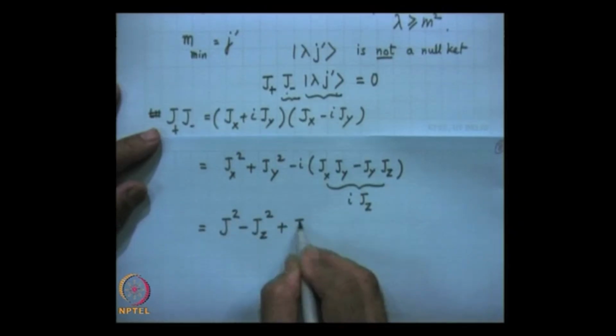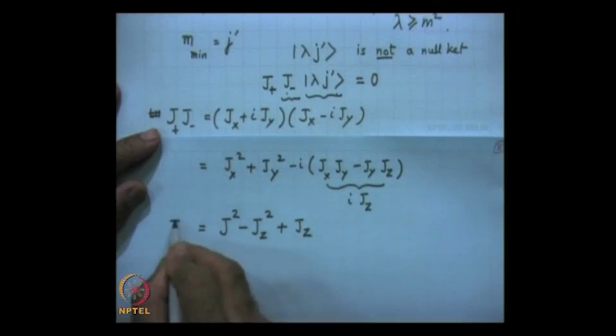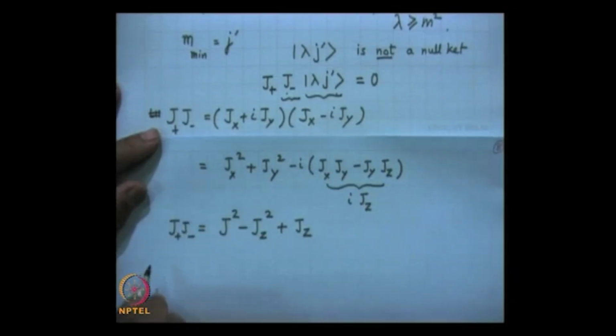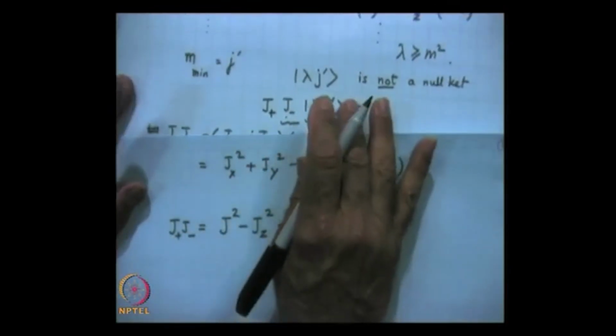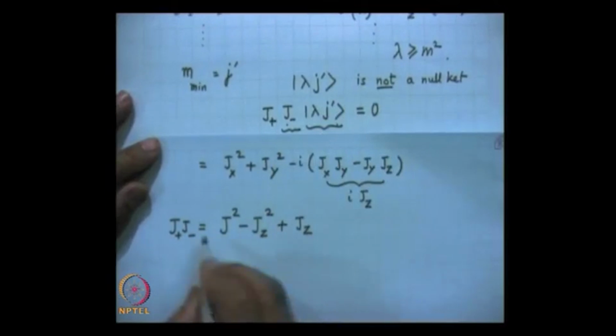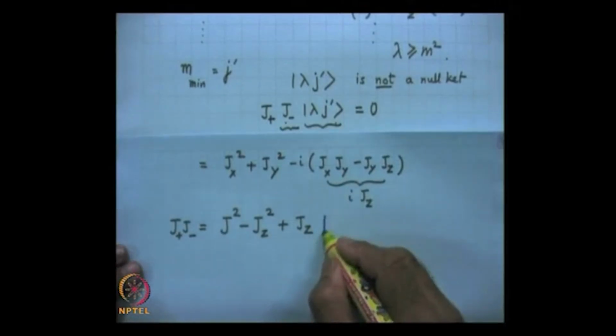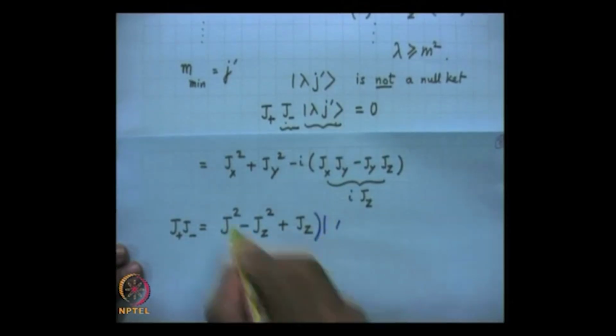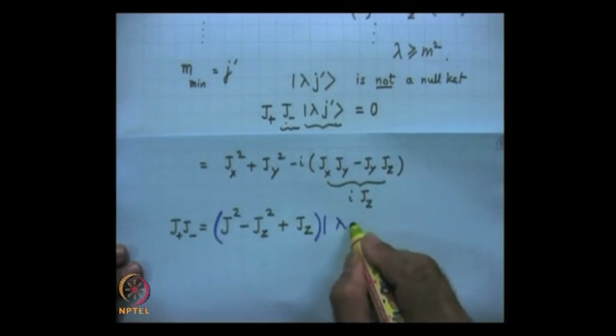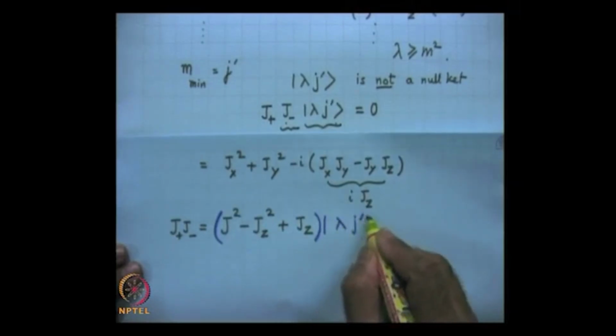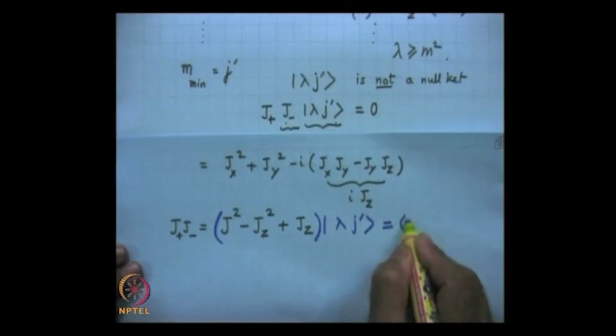plus j z. So, this is my j plus j minus, but we have seen that j plus j minus operating on lambda j prime. So, I operate on the ket this whole thing, I operate this on lambda j prime. So, this will be a null ket.